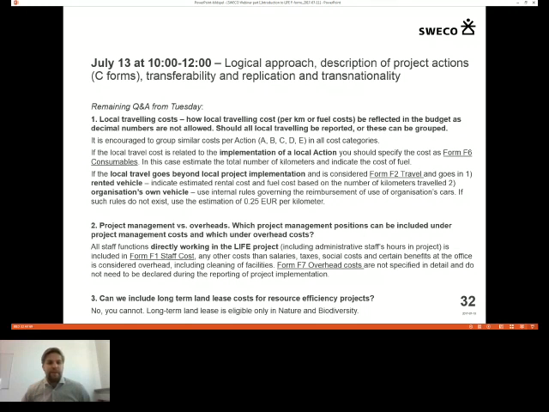Third question, this was a question that I could not answer right away, but I've checked it now. Can we include any long-term land lease costs for environmental resource efficiency projects? No, you cannot. Long-term land lease costs are only eligible in the nature and biodiversity subprogram. There were also a few other questions.